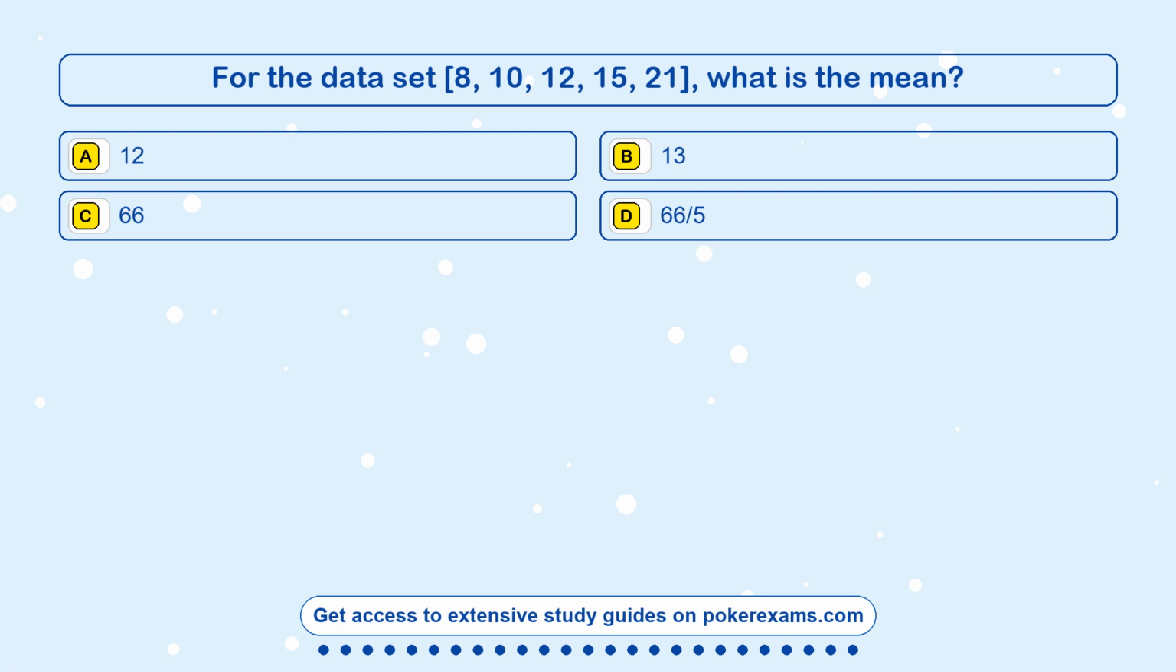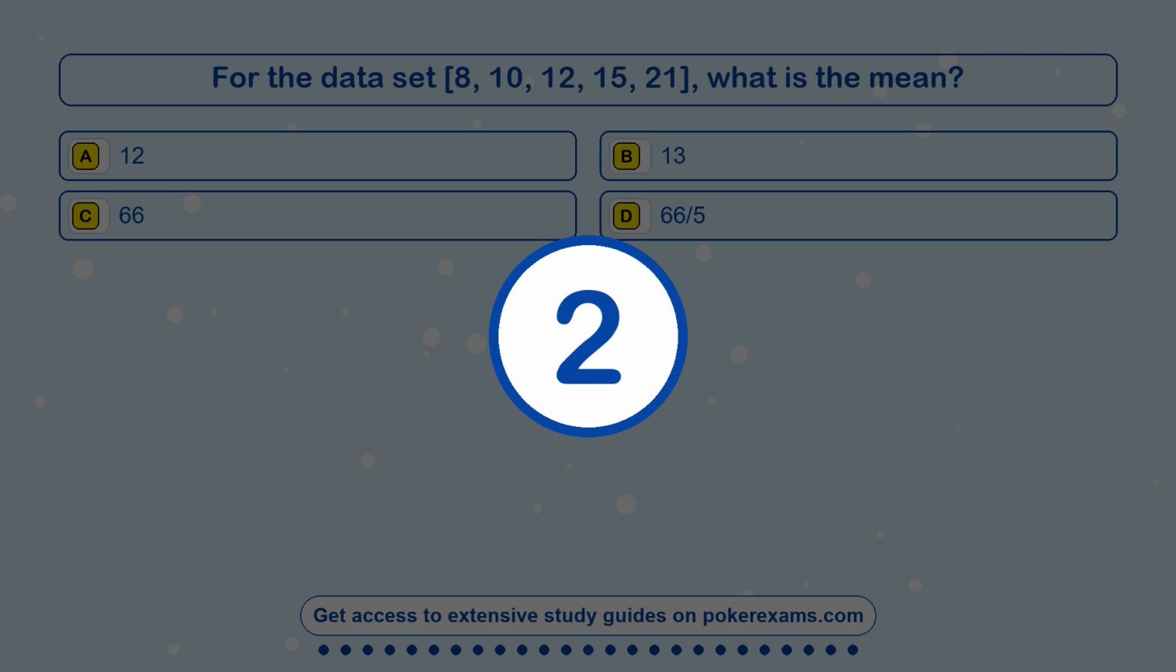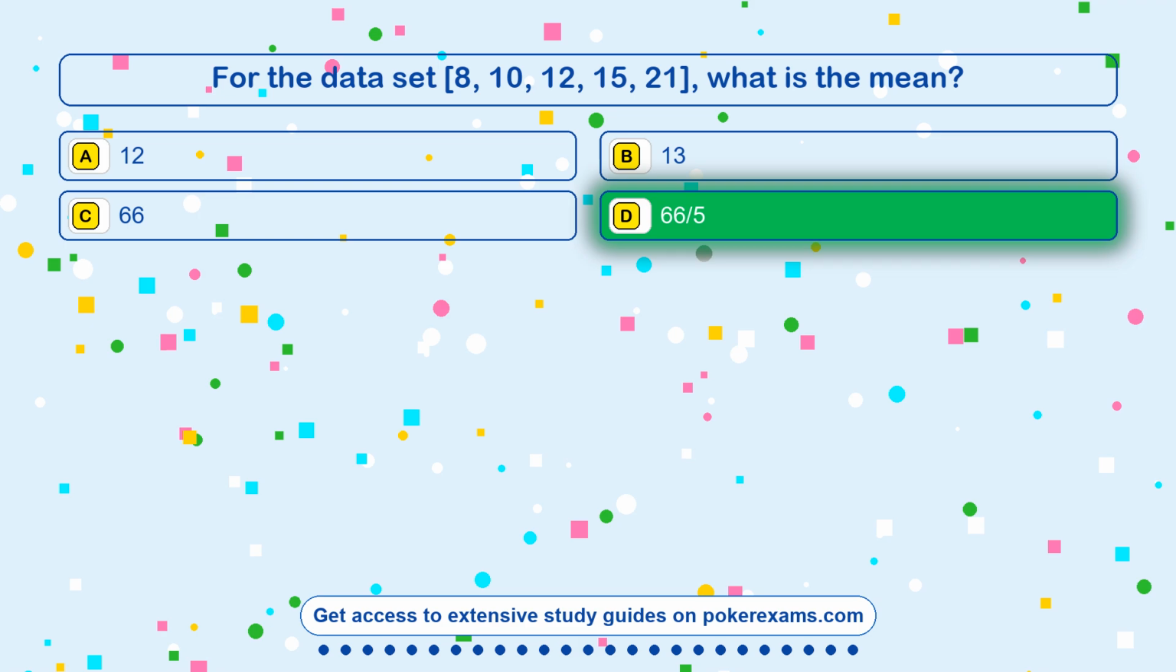Question 19. For the data set 8, 10, 12, 15, 21, what is the mean? Option A 12. Option B 13. Option C 66. Option D 66/5. The correct answer is option D.